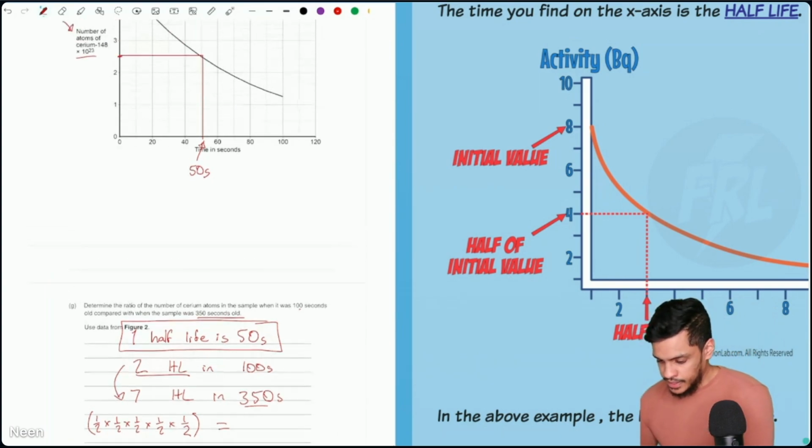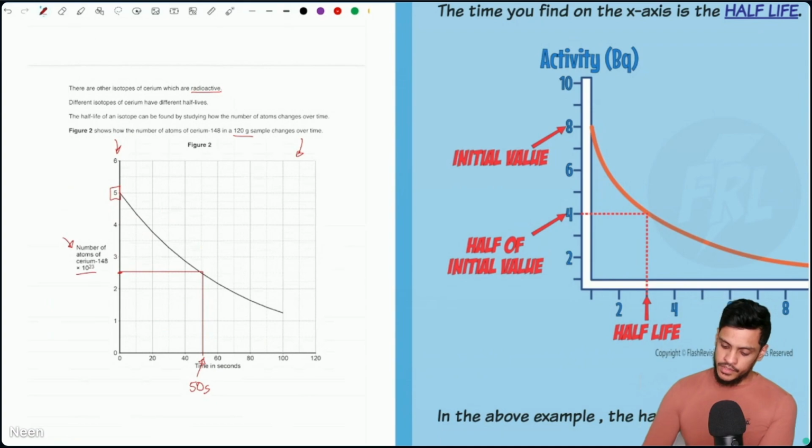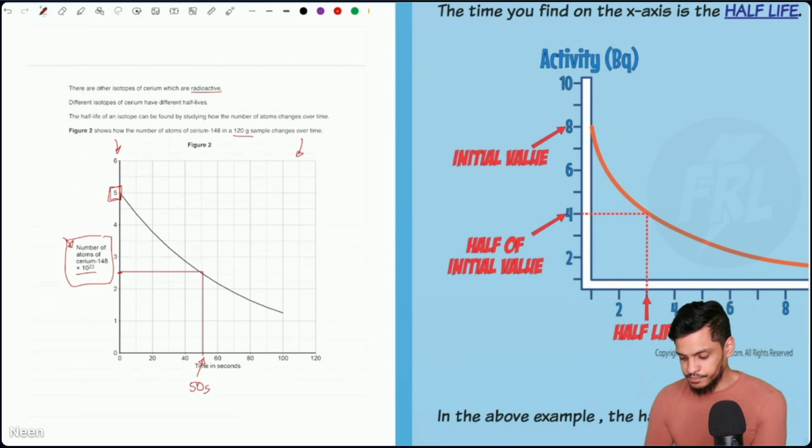So let me explain again what we've done while people are working that out, because this is a confusing one. First thing we did was work out the half-life. So remember what half-life is. Half-life is the time taken for the number of atoms to half. Okay. At the start, we had 5 times 10 to the 23 atoms. To find the half-life, we went down to 2.5 and we worked out what the time was for it to half.